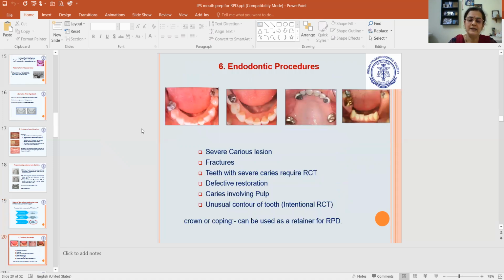Endodontic procedures, severe carious lesions. Sometimes the teeth may have a severe carious lesion, or there can be a fractured two-thirds of the tooth. A tooth with severe caries will definitely require root canal treatment, and there are sometimes deflective restorations. Caries may involve the pulp and unusual contours of the tooth. After endodontic treatment, a crown or coping has to be given on these teeth, and these teeth can then be used as retainers for the removable partial dentures.